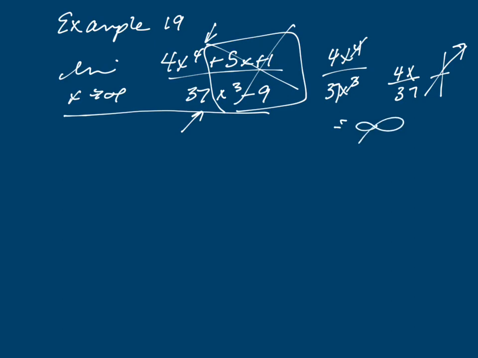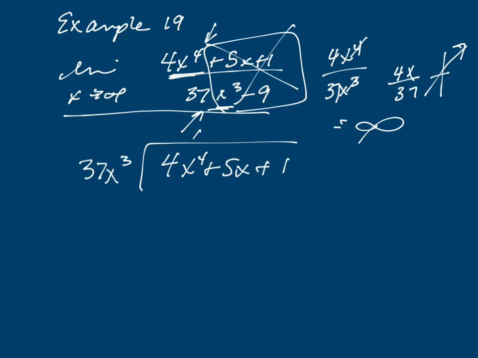All right. Bottom line, if the degree on the top is bigger than the degree on the bottom, I was going to say, if you did long division, 4x to the fourth plus 5x plus 1 divided by 37x cubed, you'd get an x here. You'd get 37 over 4x, right? But anyway, you get an x, and you can tell that's going to be linear. It's going to be infinity.